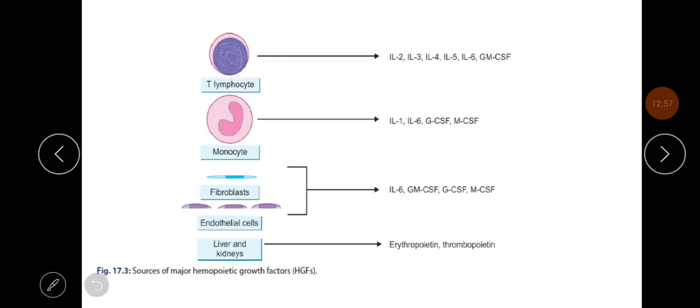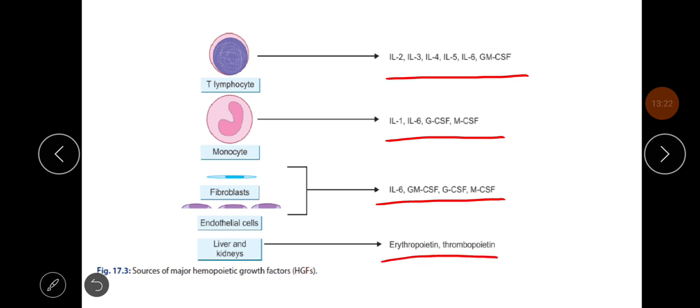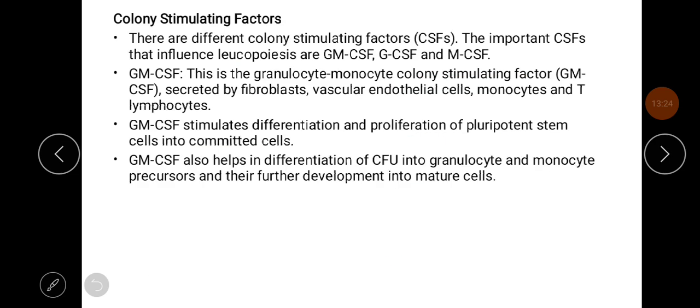So these are some of the hemopoietic growth factors which are secreted by the T lymphocytes: interleukin 2, 3, 4, 5, 6, GM-CSF. Interleukin 1, 6, G-CSF, M-CSF are secreted by monocytes. Interleukin 3, GM-CSF, G-CSF, M-CSF are secreted by the fibroblasts and endothelial cells, whereas erythropoietin and thrombopoietin are produced from the liver and kidneys.